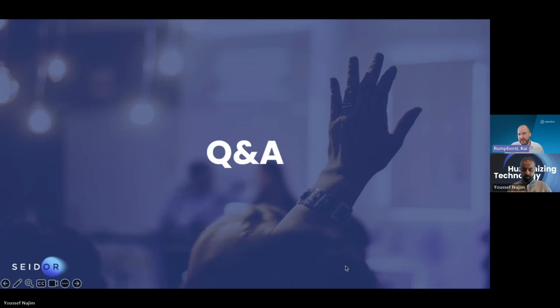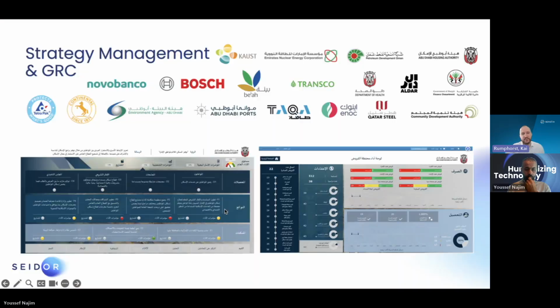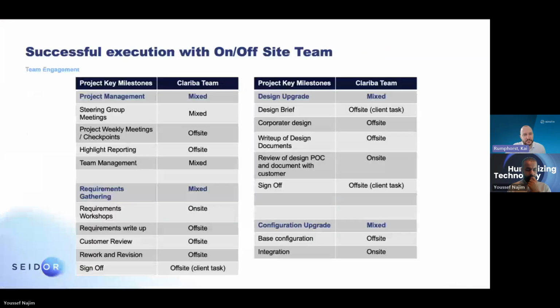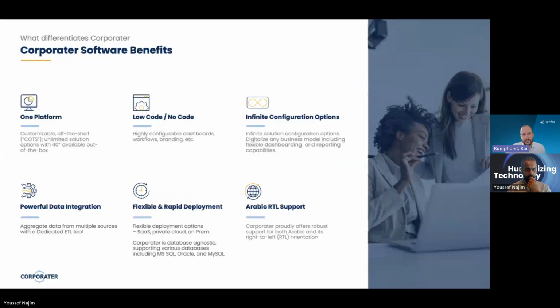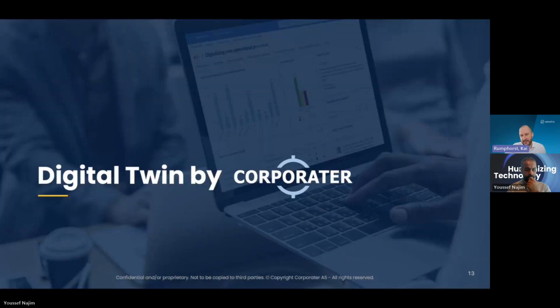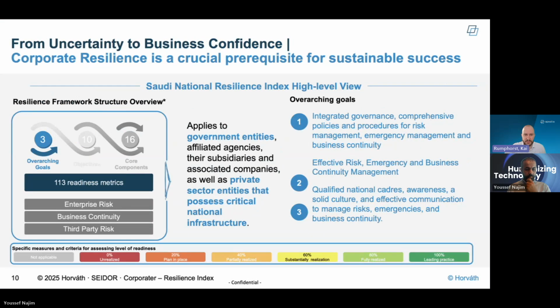So first question is, how do you measure resilience success, and what are your KPIs or metrics? I think this one is actually targeting myself. Yusuf, if you could go to slide 10, please. Because there we have shown the National Resilience Index, and what you can see there is that we have 113 in total.